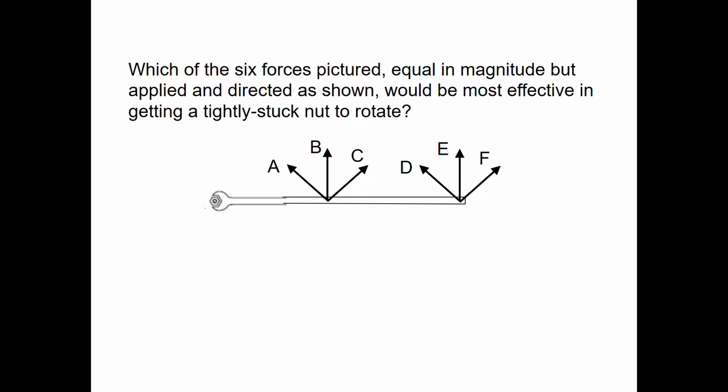Which of the 6 forces pictured? So we're going to be able to push in any of the 6 arrow directions with the same magnitude force. Which would be most effective in getting a tightly stuck nut to rotate? You've got a nut on a bolt that is rusted shut, and you've got this huge wrench. Which way and at which location would give you the best chance of getting it unstuck, getting the nut moving?